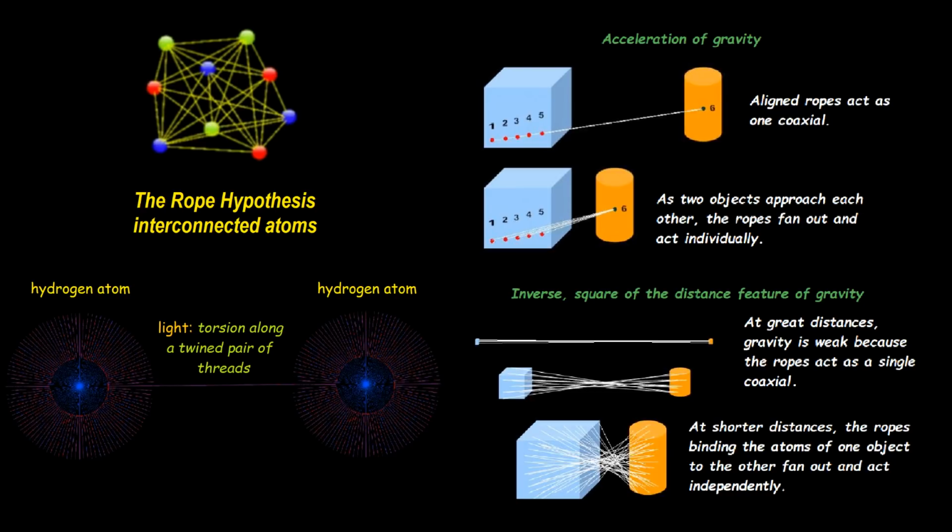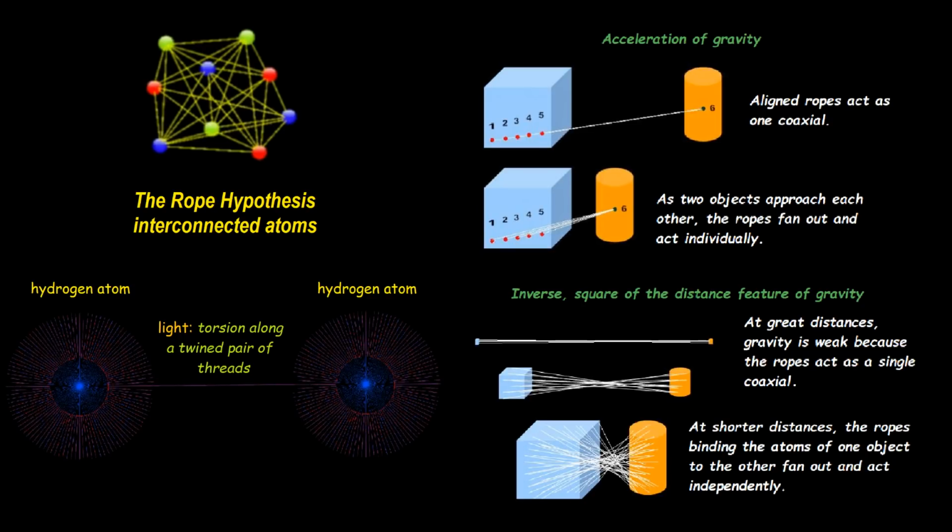When the object, in this case the cylinder, moves closer to the cube, you can see that the ropes go out of alignment. They're no longer on the same axis. The closer they are, the more that the ropes fan out, and each one pulls independently, and that creates the acceleration of gravity.